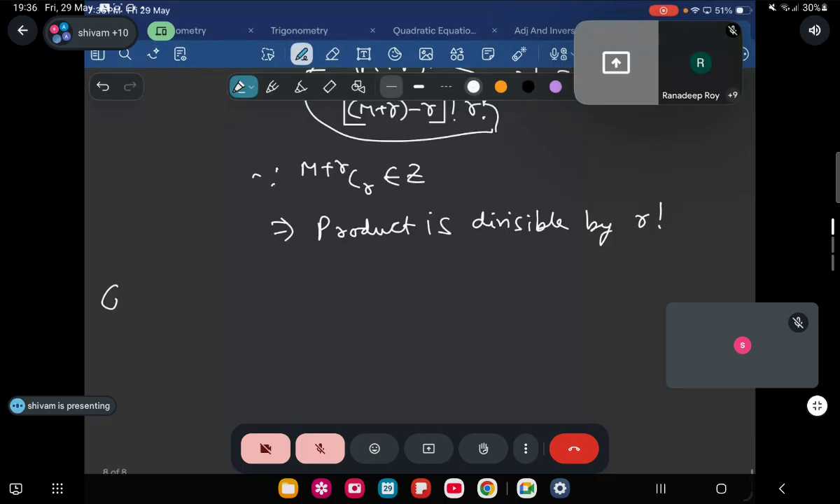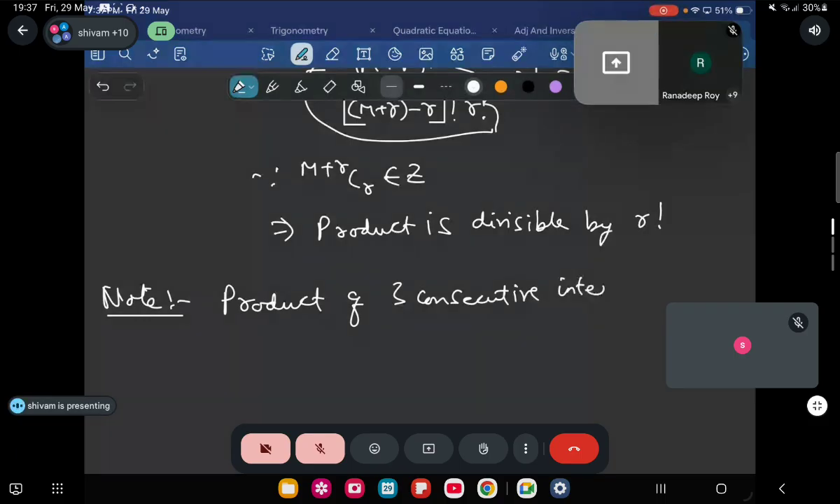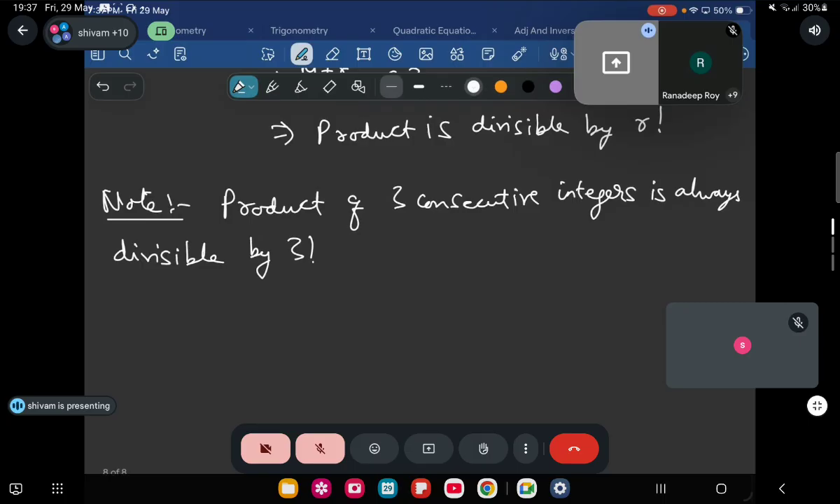Okay. Note everyone. Just like that, we can say the product of three consecutive integers is always divisible by 3 factorial. That is 6. You can check it. You can take any three consecutive integers, and you'll always find that it is divisible by 3 factorial.